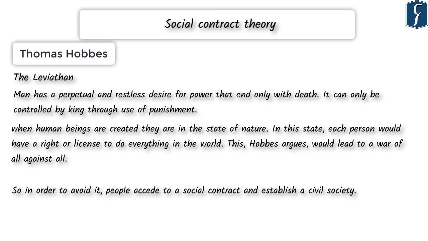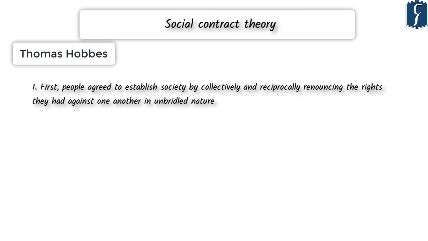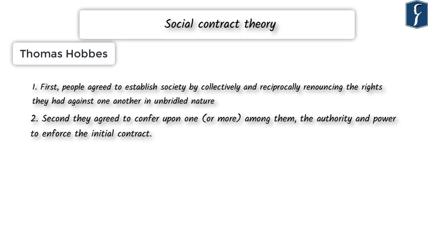The process of establishment of the social contract and civil society is like this. First, people agree to establish society by collectively renouncing the rights they had in the state of nature, in an uncontrolled, free, unbridled society. Second, they agree to confer upon one or more among themselves, who will now be considered as the sovereign, the authority and power to enforce this social contract. So, as per Thomas Hobbes, a civil society is a population beneath a sovereign authority, to whom all individuals in that society unconditionally have surrendered some rights for the sake of protection of the remaining rights.